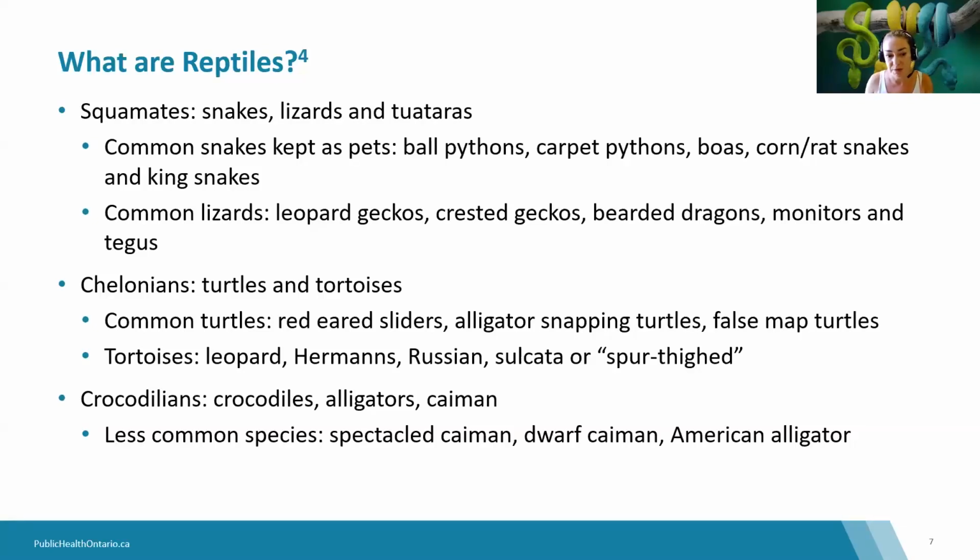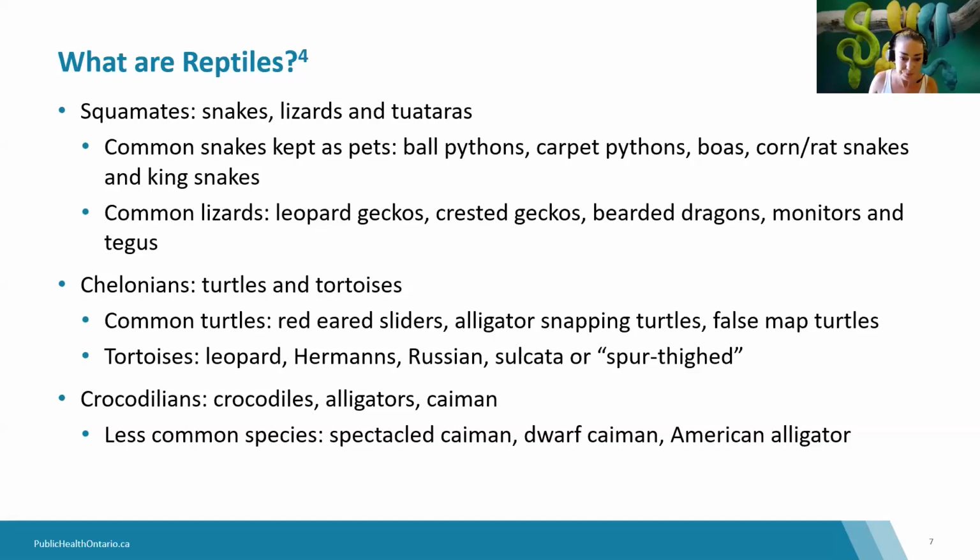But common turtles that people might keep include red-eared sliders. They were the ninja turtles of the 1980s, if you were in my age group. Alligator snapping turtles are fairly common. They get very, very large. False map turtles. And in tortoises, there's leopards, there's hermanns, which are very common. They're a smaller species. Russian or Greek tortoises get a little bit larger. And then the sulcata or spur-thighed tortoise is the third largest tortoise species in the world, but they're very commonly bred and sold.